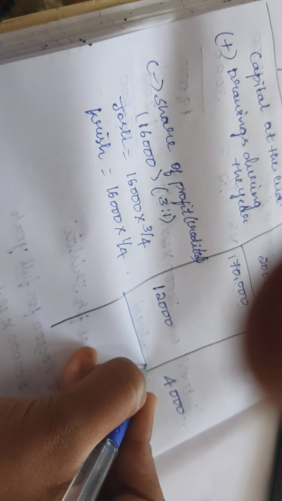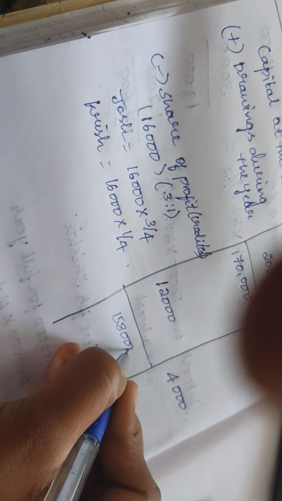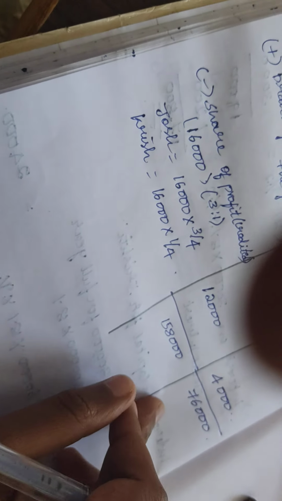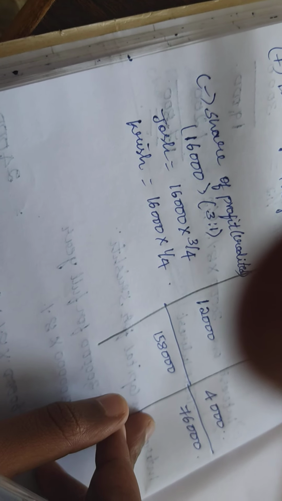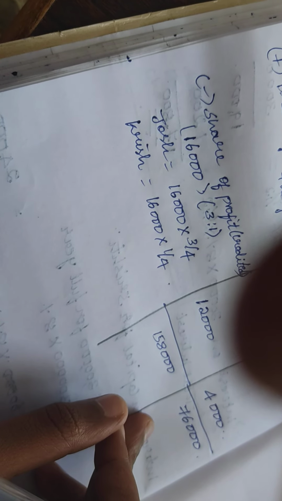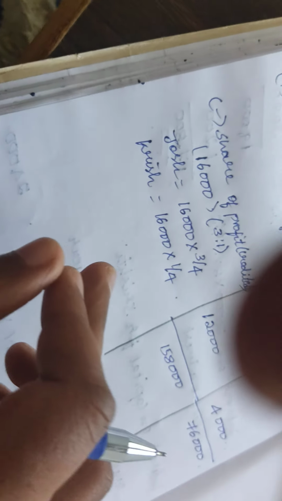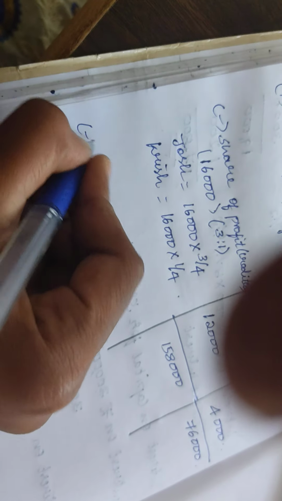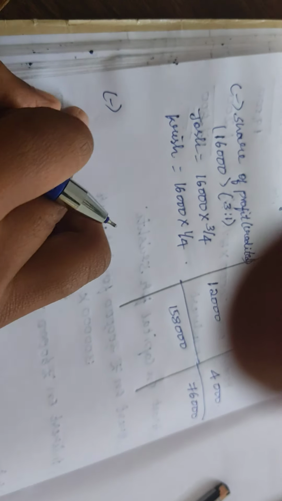So the total is 1,58,000 and 76,000. So we have got this. See the second line. Krish had brought additional capital of rupees 16,000 on October 1st, 2015. So additional capital is brought by Krish. So we have to deduct. Why do we have to deduct the additional capital here while preparing the capital at the beginning? Because we are calculating the capital at the beginning of the year.